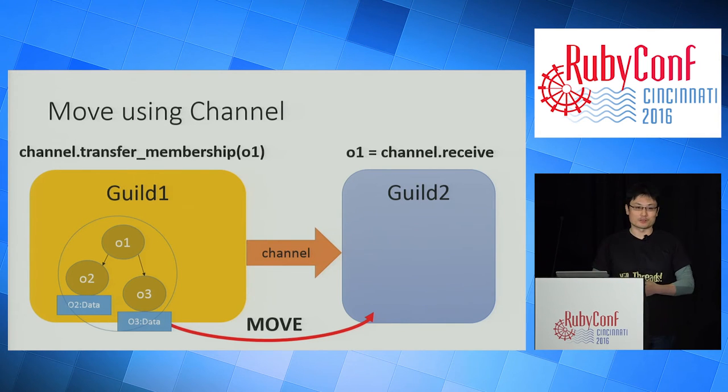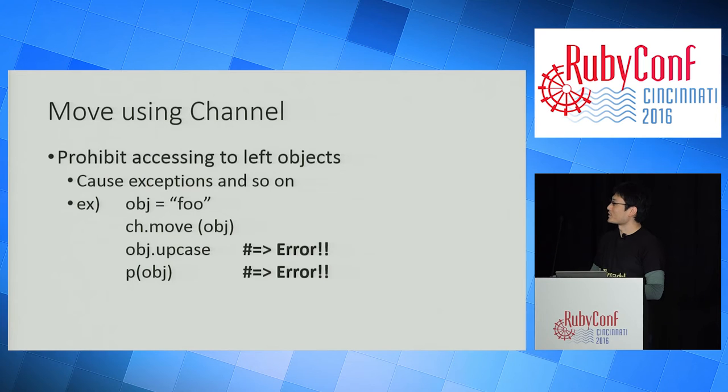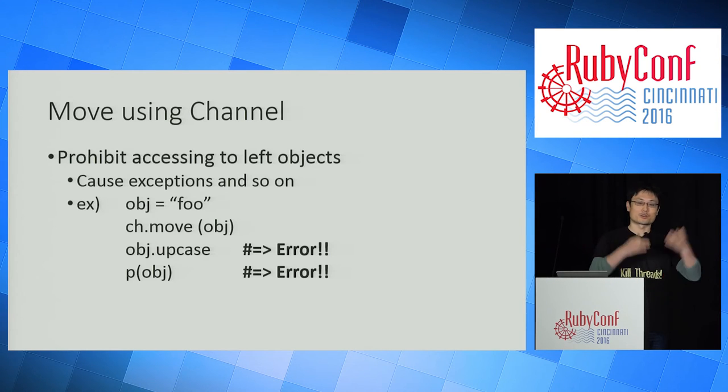But the moving operation is not so easy. The transfer membership method tries to change the membership of each object. All objects traceable from O1, so O1 and O2 and O3, change membership from guild 1 to guild 2. And after that, if we touch the old object in guild 1, the transferred object, it should raise an error. Or if we want to show the object status, it should also be an error. So we can understand this object is transferred.